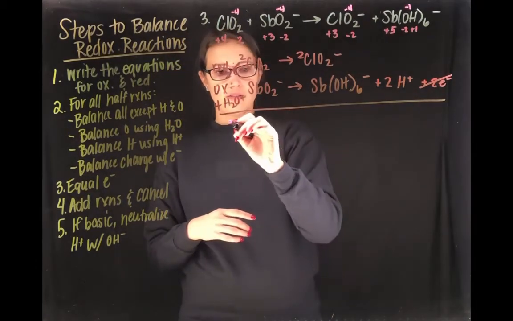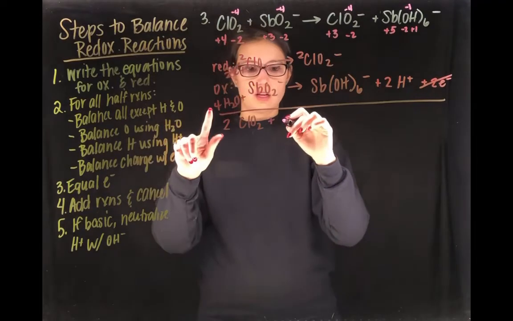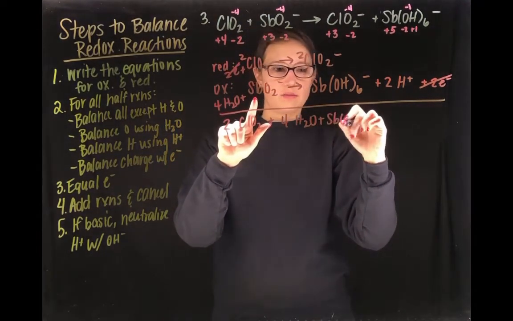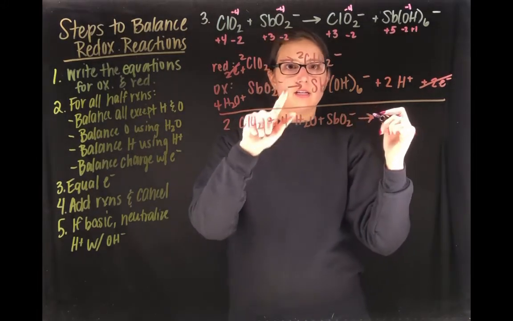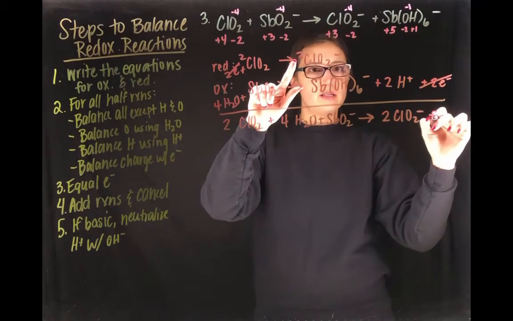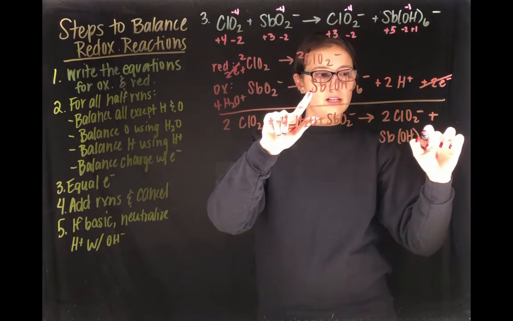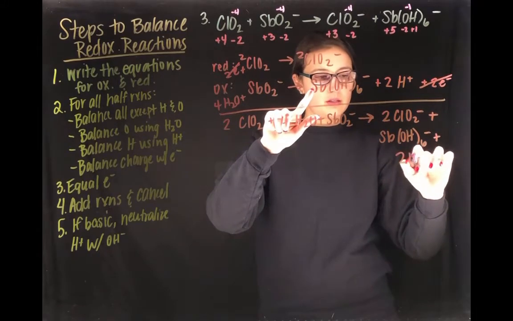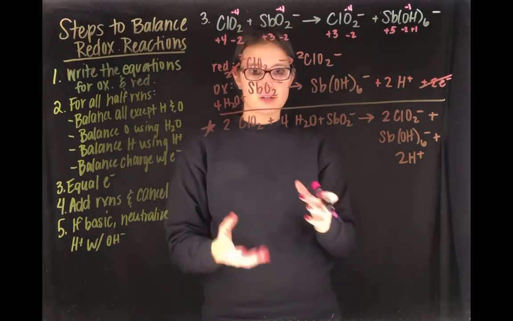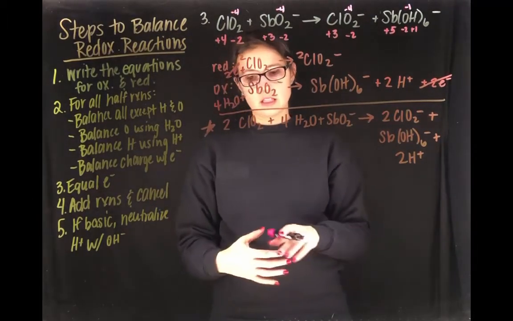So I'm just going to write everything out. 2 ClO2 plus 4 H2O plus SbO2- yields 2 ClO2- plus Sb(OH)6- plus 2 H+. So here is my balanced redox reaction. Now, we are assuming acidic solution. That's what the instructions tell us to do.